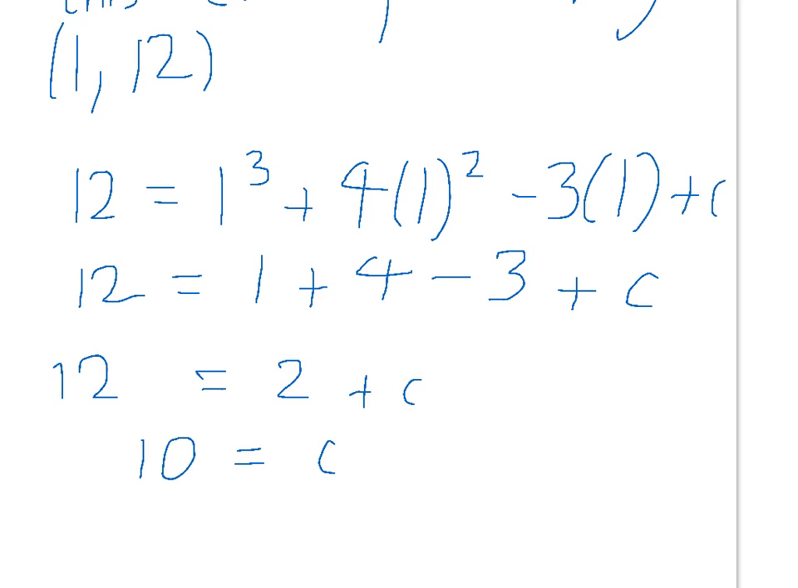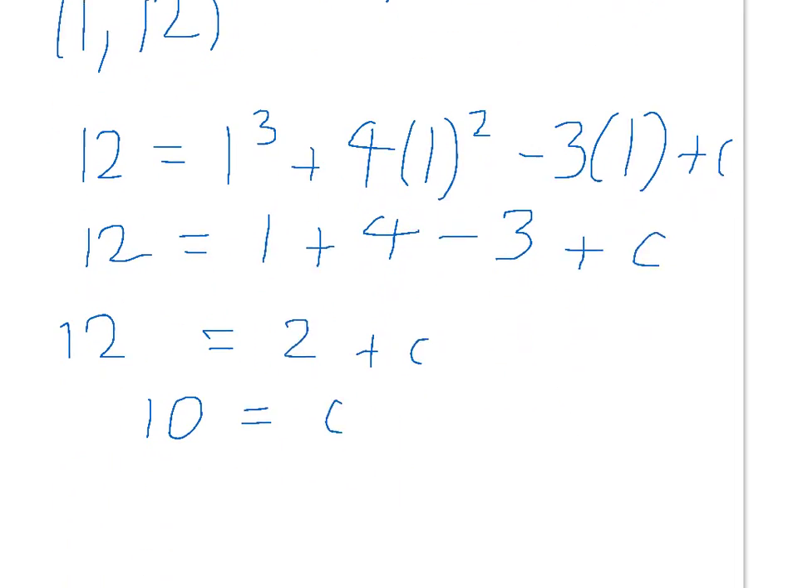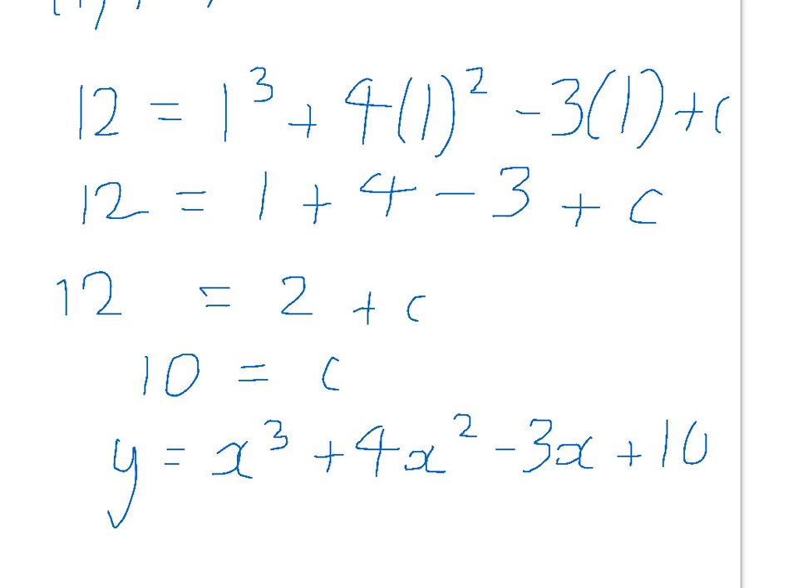So what we've got now is we can replace in our equation c by 10. So our final answer is going to be y equals x cubed plus 4x squared minus 3x plus 10. And that's why if we know a coordinate we can find that constant value of c.